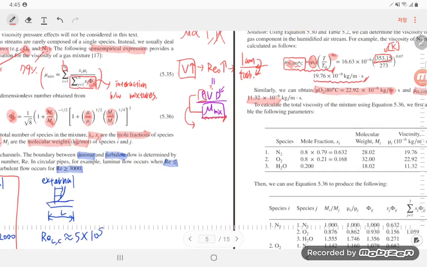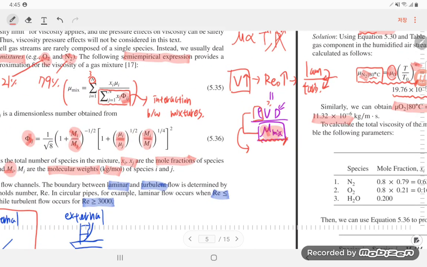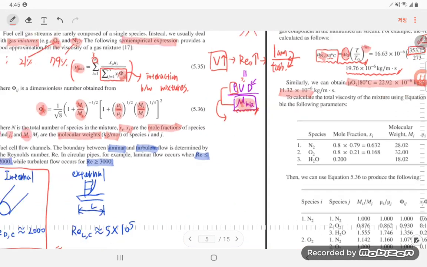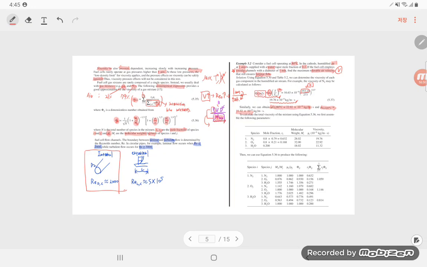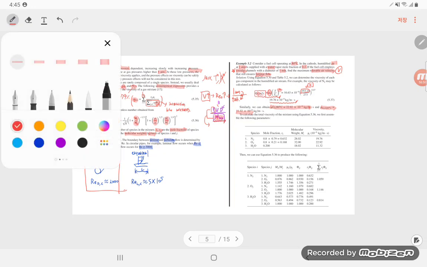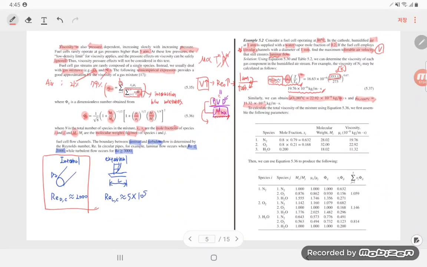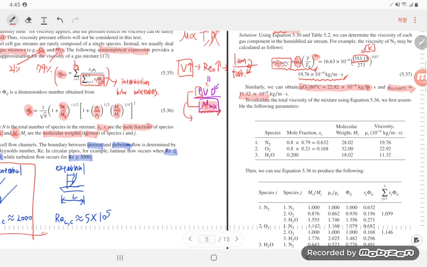Now we should get mu mix, right? Then we can refer to this equation. It is somewhat complex, right? So let's solve it together. Firstly, we can number N2 as 1, oxygen as 2, and water as 3.